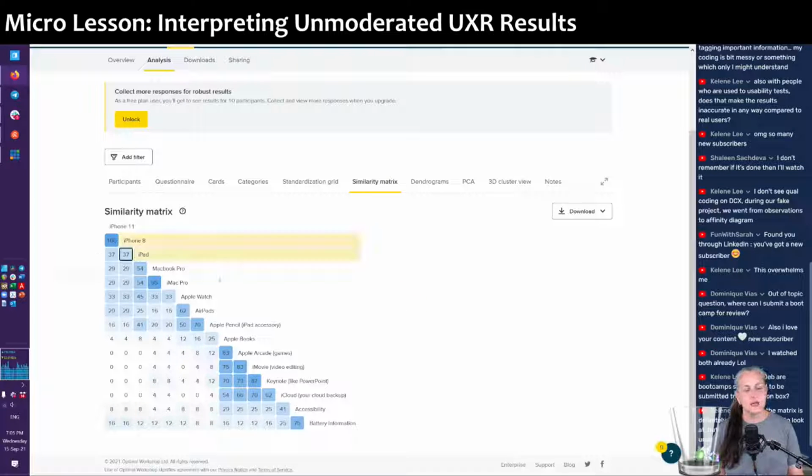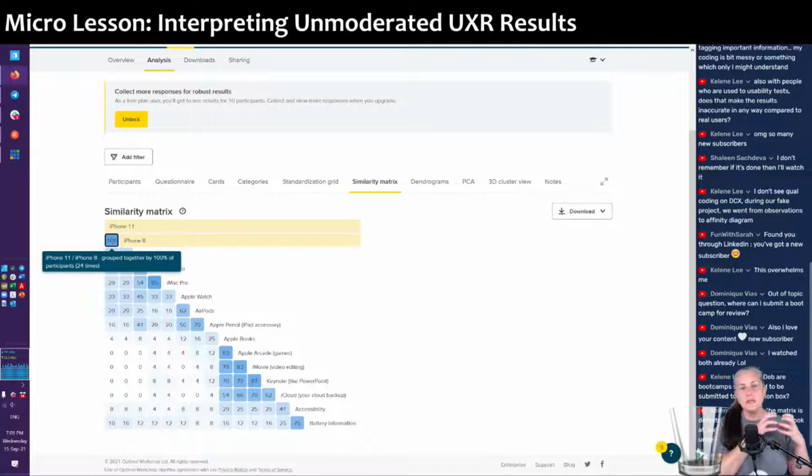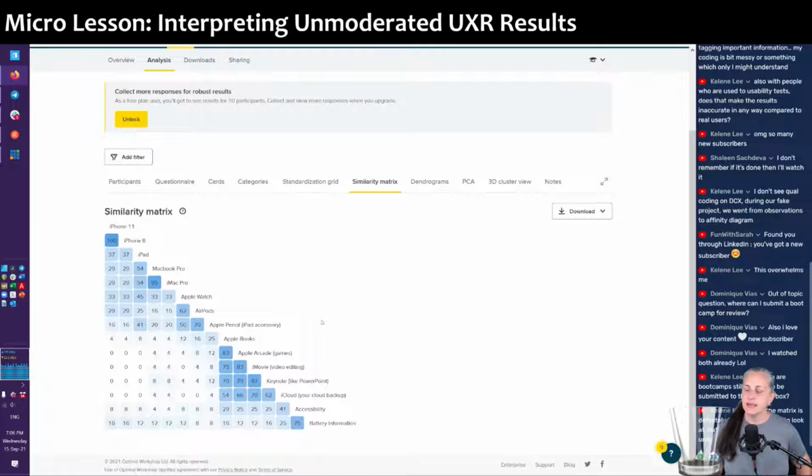Kayleen, how does this look to you? So this helps us a little bit more with the affinity between 2 things. So for example, super strong affinity, pretty much 100%. iPhone 11 and iPhone 8 were grouped by 100% of the participants. So we know there's a strong affinity between these 2 things, and they probably would go together somewhere in our hierarchy.